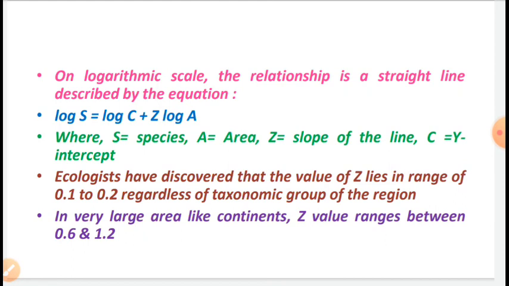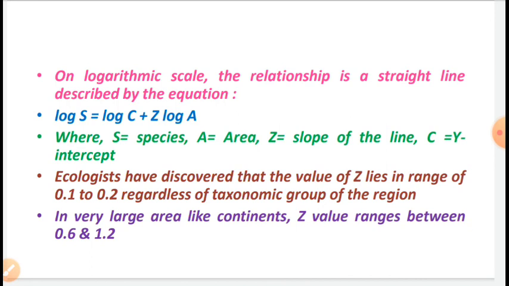Now what is S? S means species richness, A means area, Z means the slope of the line, a regression coefficient, and C is equal to the y-intercept.